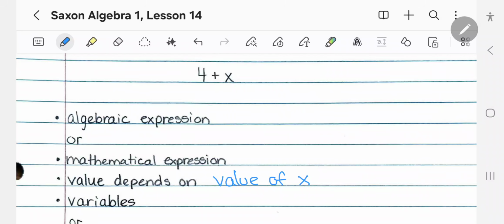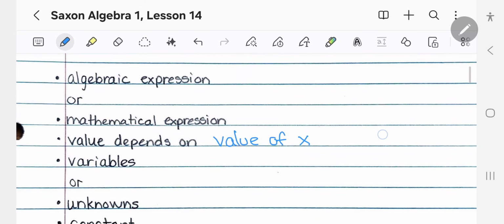So if I said x is 1, then the value of this expression would be 4 plus 1, which is 5. Or if I said x is 0, the value of the expression would be 4 plus 0, which is 4. So the value is going to depend on the value of x. It's going to depend on what x stands for.